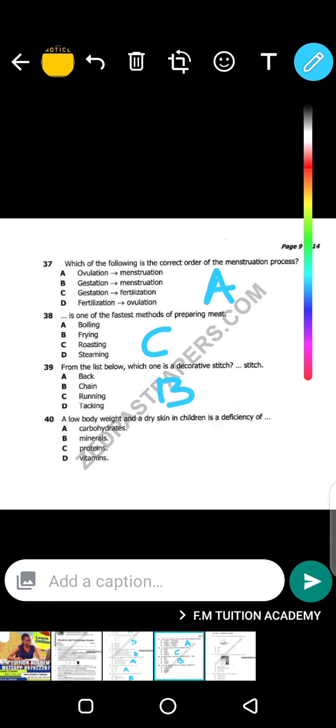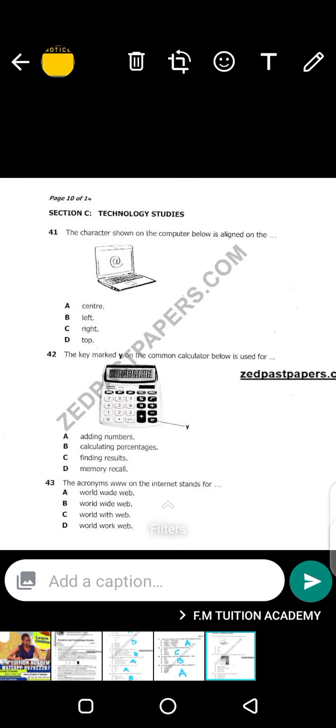40. When a person has got a low body weight, number 40 now, a low body weight and a dry skin is a deficiency of what? Carbohydrates, A. You see, when you are very slim, you are not so fat, you are too thin, and your skin is not well. It means you don't have enough carbohydrates in your body.